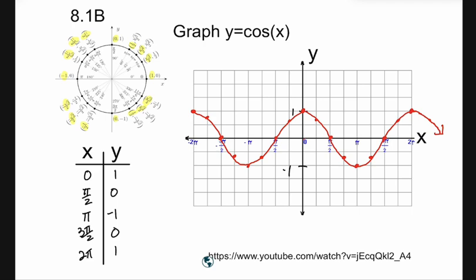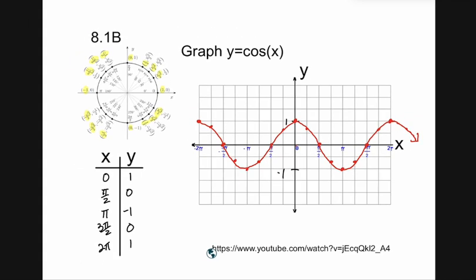So, again, the symmetry of this makes it so if you don't see what you want, feel free to continue your graph to the left or to the right, because your graph continues to the left and to the right. Okay. Any questions about 8.1b so far? Okay.